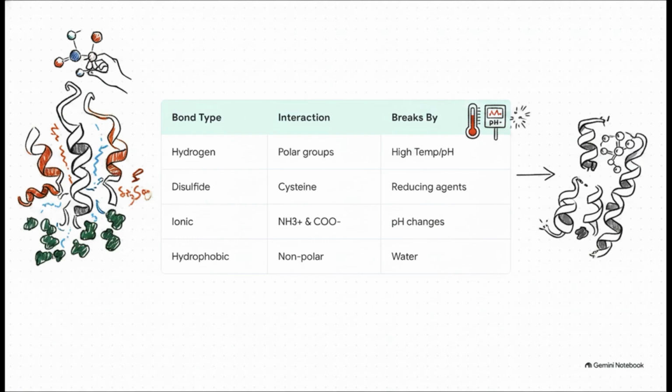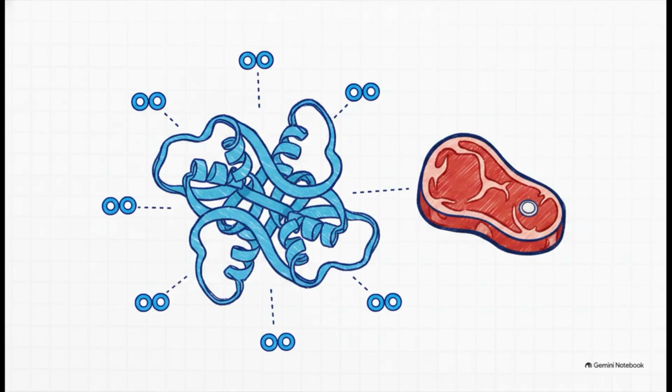But pay attention to what breaks them. High temperatures and shifts in pH can easily snap these specific bonds, unraveling the protein entirely. A perfect real-world example of this compact tertiary structure in action is a little something called myoglobin. This is a single, intricately folded polypeptide chain that stores oxygen directly in our muscle tissue. Fun fact for you, it's also the exact molecule that gives raw meat its distinct red color.